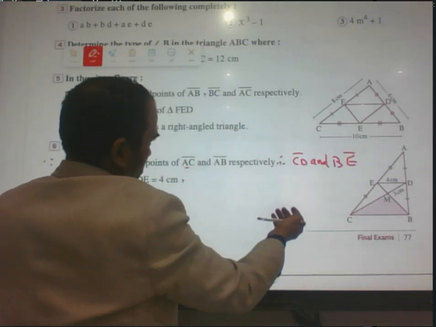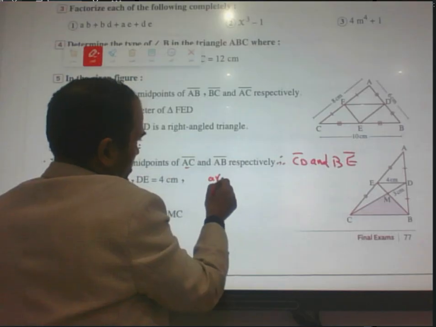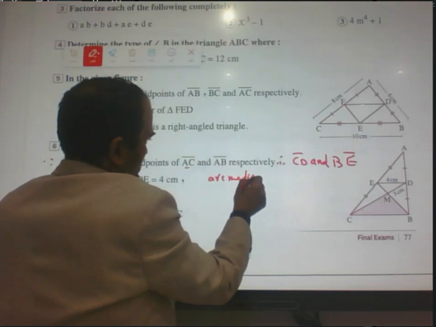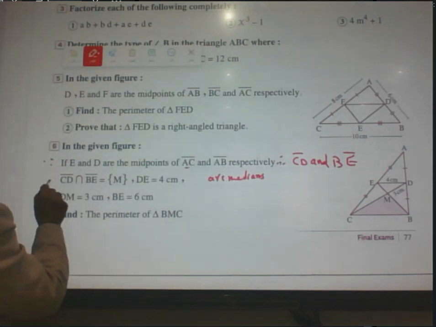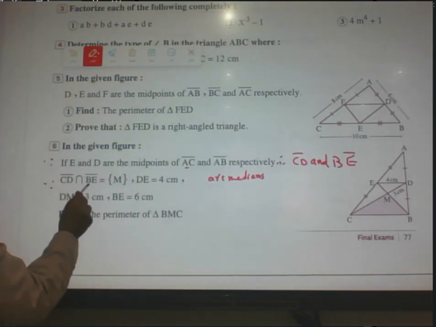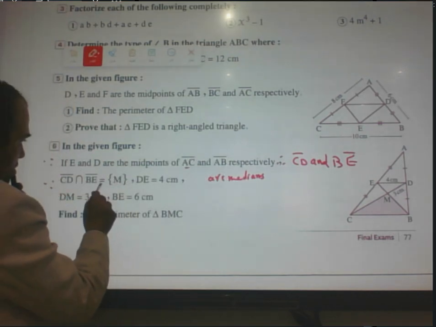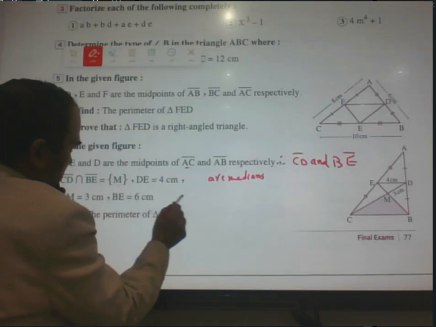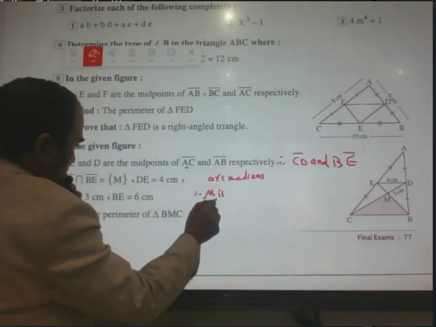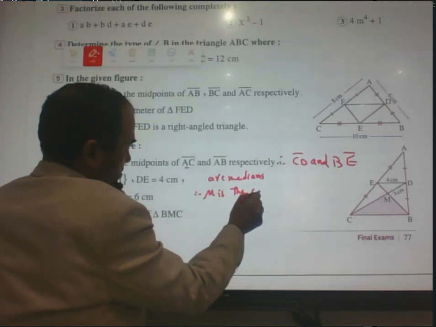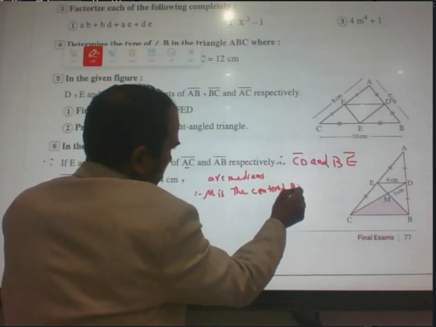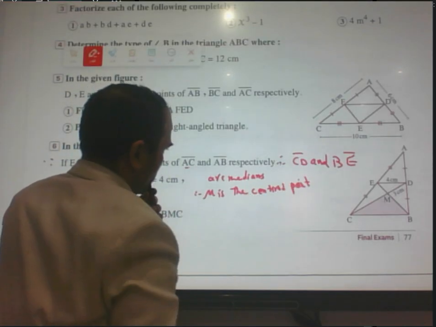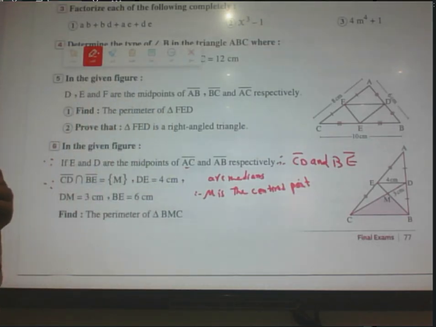We call this the median. CD and PE are medians. We call these the medians in the triangle. And then, such that CD intersection BE equals M, you can raise this example, okay? The intersection M is the centroid point. We call that the centroid point in the triangle.